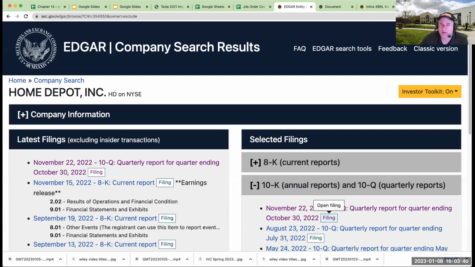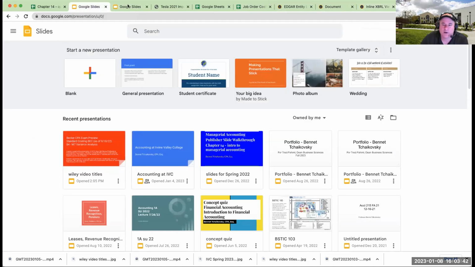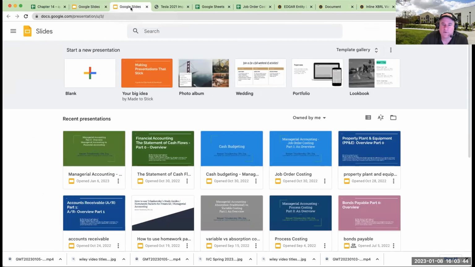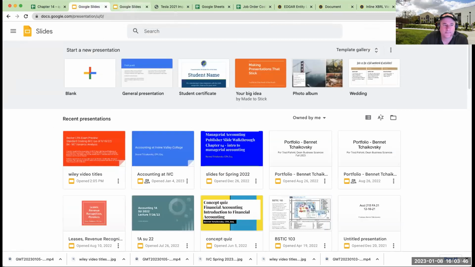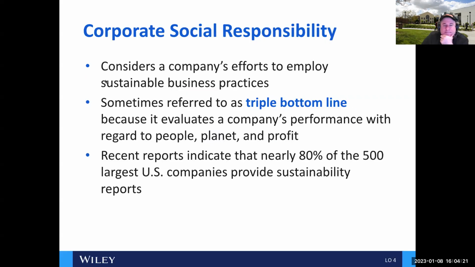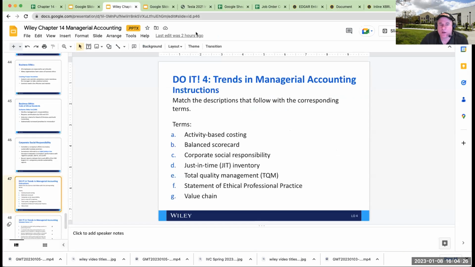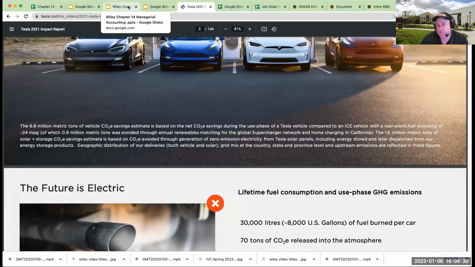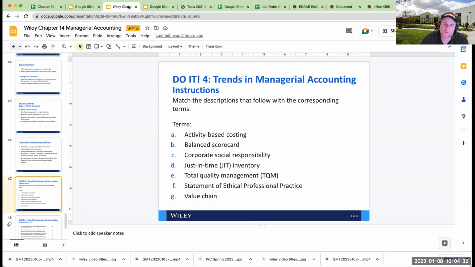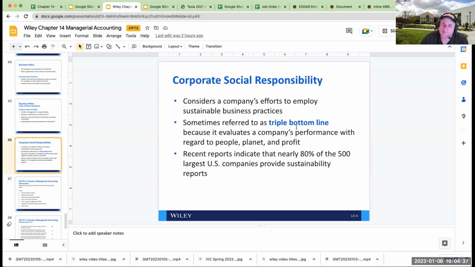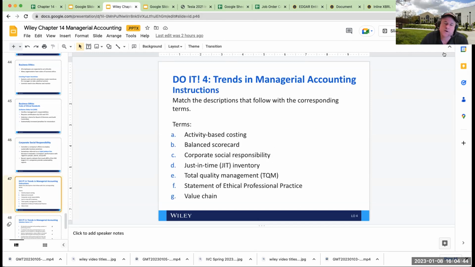Okay, so again, if you're taking my class, this is not going to be covered. And what happened to my slide? Okay, so really quickly, I'll be including the Tesla part below. This is an example of corporate social responsibility reporting. They talk about the triple bottom line, and more and more publicly traded companies are having to do this.